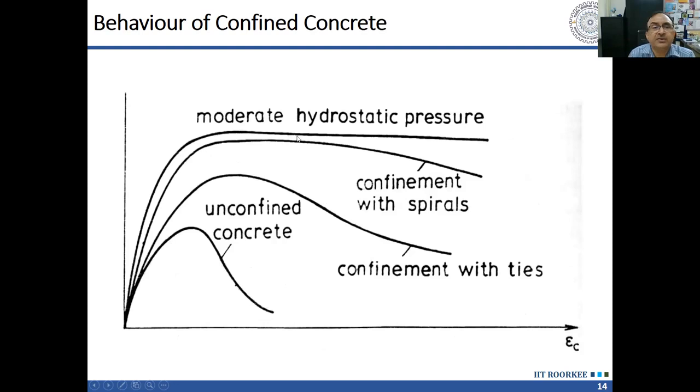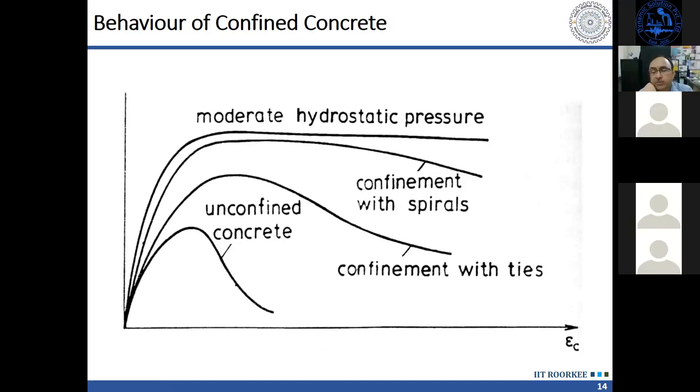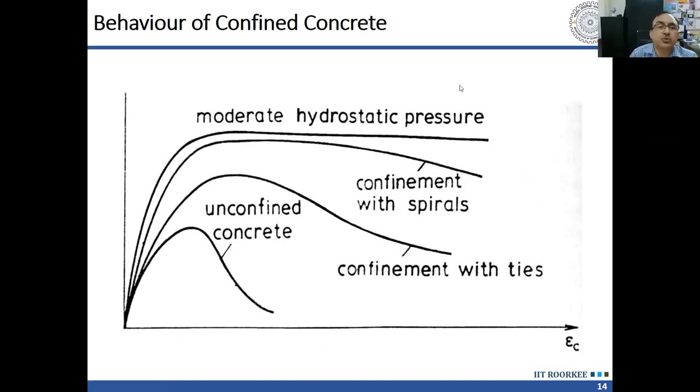So if I consider different types of confining pressures, we can understand the behavior of concrete from these curves. So this lowest one is the unconfined concrete, and the top one is the hydrostatic pressure. If I apply hydrostatic pressure uniformly from all sides, then I'm going to get a stress strain curve which is more or less flat.